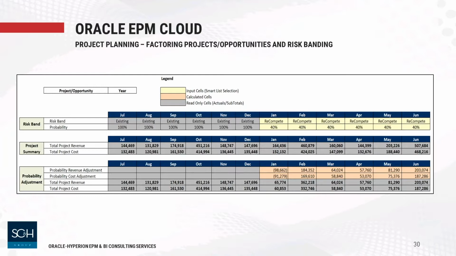What the system can then do is use those drivers to not only give you the total projected revenue and cost, but appropriately calculate the adjustments that need to be made to back out the 60% of the business that essentially is applying the risk associated with the fact that the project is up for a recompete beginning January.